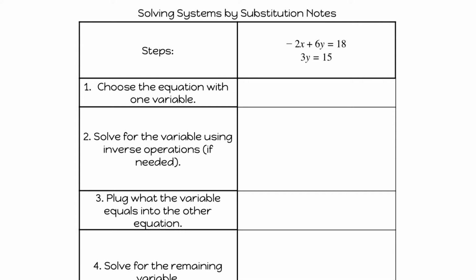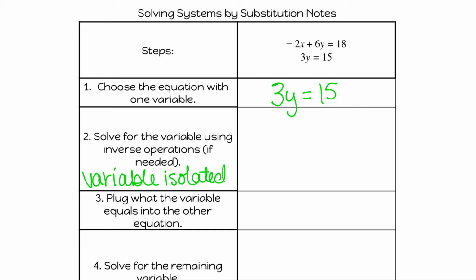So I'm going to write down 3y equals 15 right here, because it only has one variable in there. For step 2, we're going to solve for the variable using inverse operations if needed. So I'm going to write over here, I want my variable to be isolated. I want it to be fully by itself.